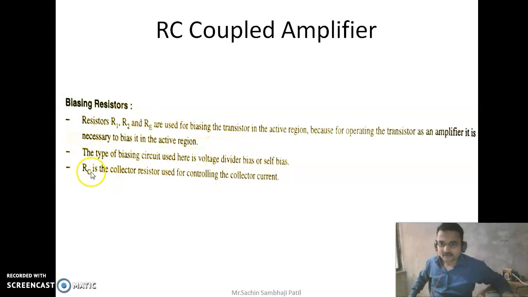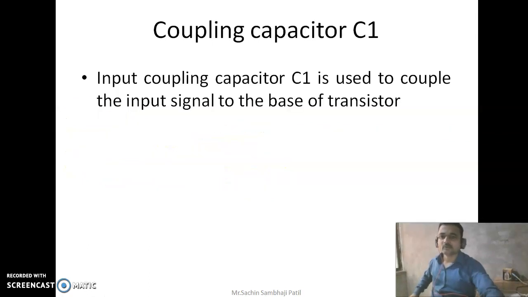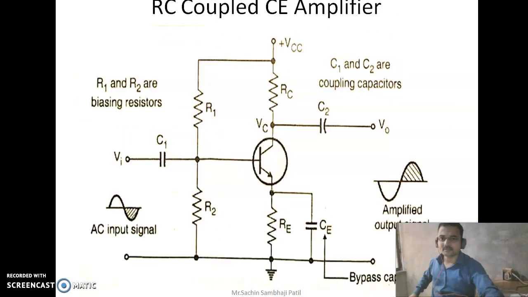RC is the collector resistor used for controlling the collector current. The input coupling capacitor C1 is used to couple the input signal to the base. We can see the coupling capacitor C1 here. Coupling means connecting, or giving, the input signal to the base of the transistor. So coupling capacitor C1 is required.